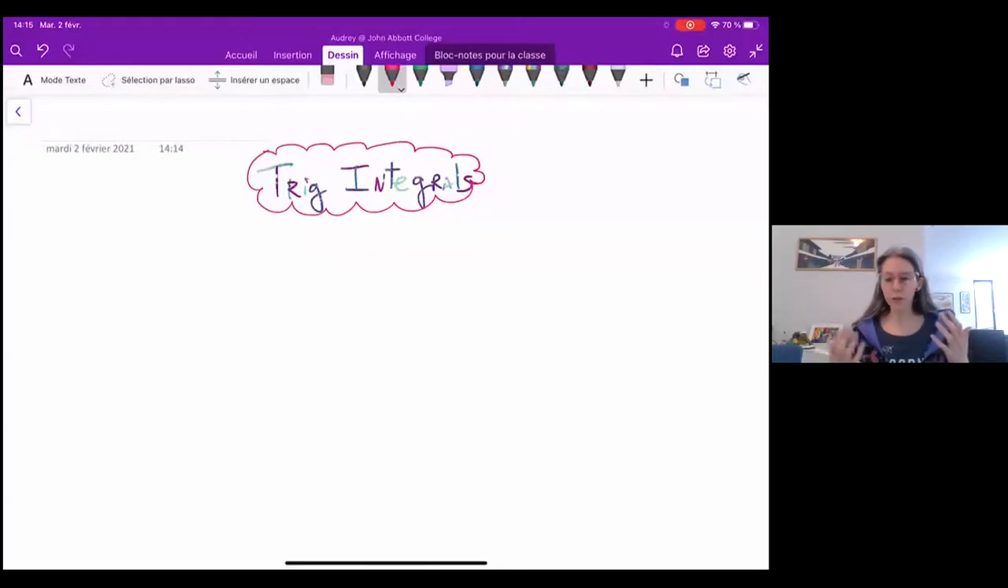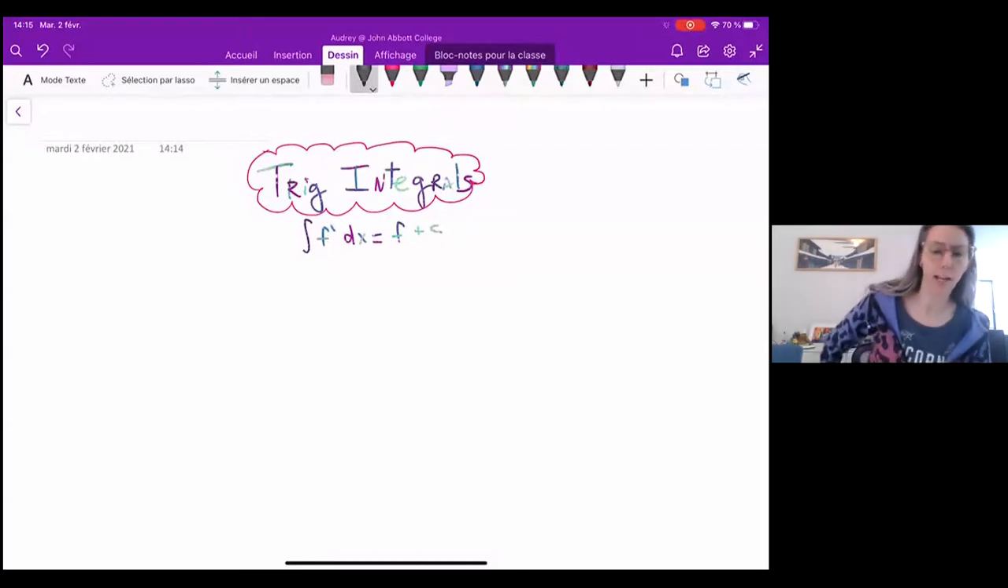All right, so to figure out the trig integrals, we're going to start by thinking about derivatives, because we remember that an integral is answering the question, what is this function the derivative of? In other words, the integral of f prime dx, well, what is f prime the derivative of? Of f, plus or minus some constant. So we're going to use this to try to come up with a list of trig integrals that in theory, technically, we already know.